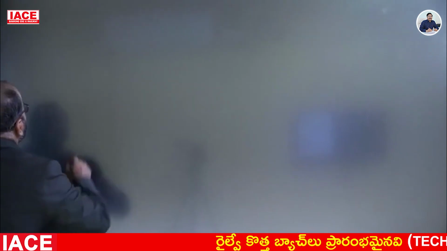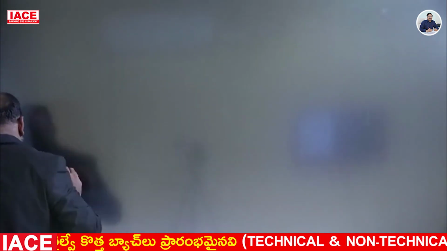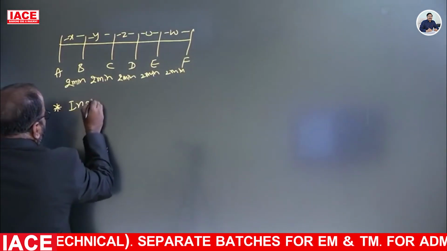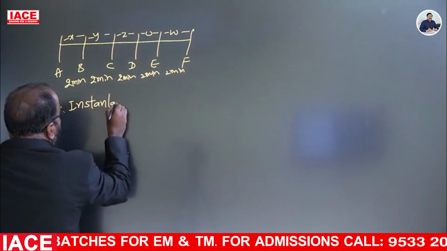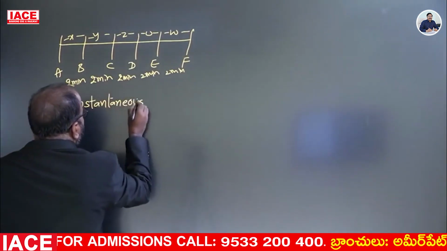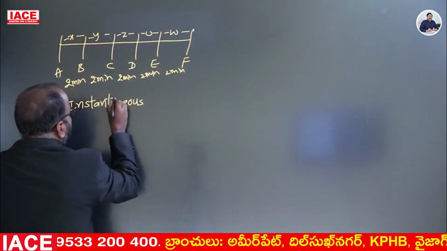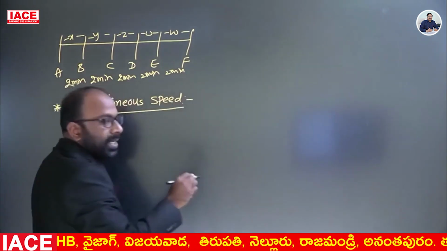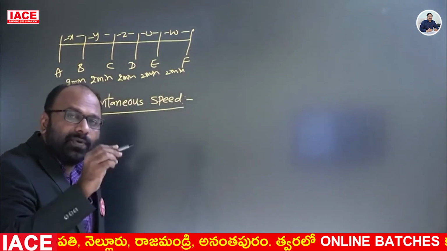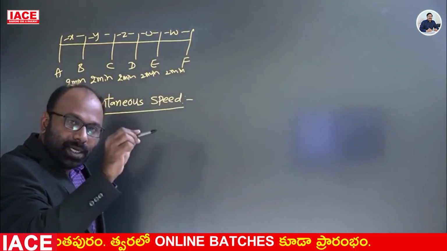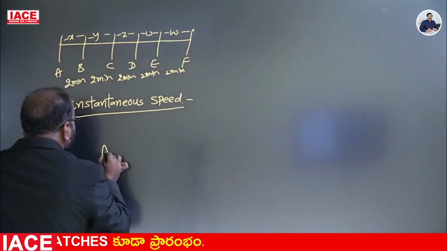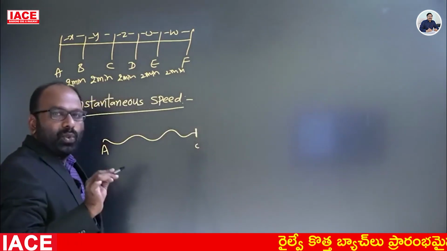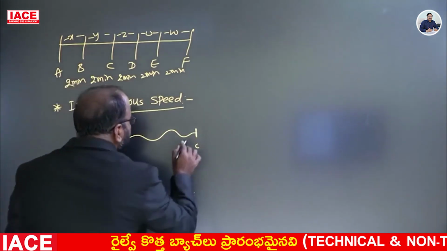Different types of velocities are also there. One more thing here, instantaneous speed is there. What is instantaneous speed? Instantaneous speed is defined as the speed of an object at a particular time and particular position. For example, an object is traveling like this. At this point, at C, we want to determine the speed. So how do we measure the speed?